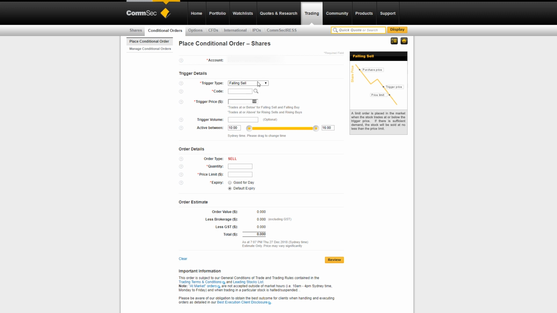Now, for Commonwealth Bank, you've got falling sell. That's the one we're concerned with. I won't go through the rest of these because they're a bit more complicated, but the main one you want to look at when setting a stop loss is falling sell. Now, this diagram explains it pretty well.